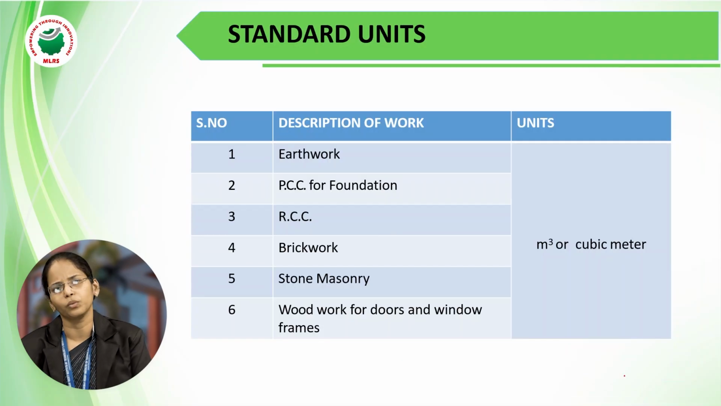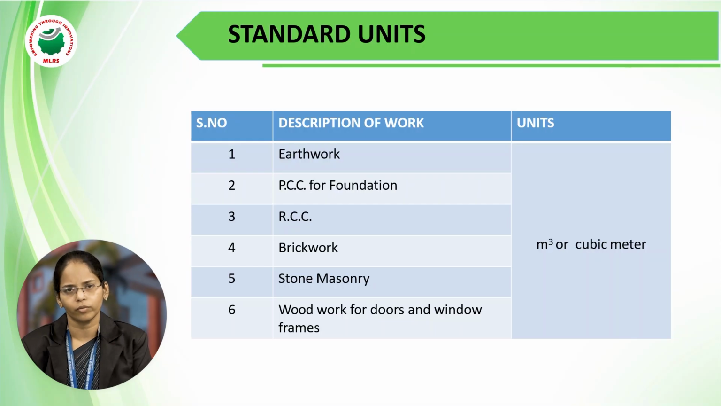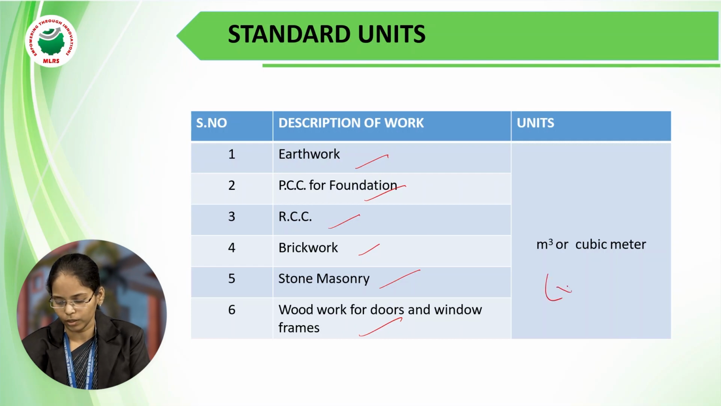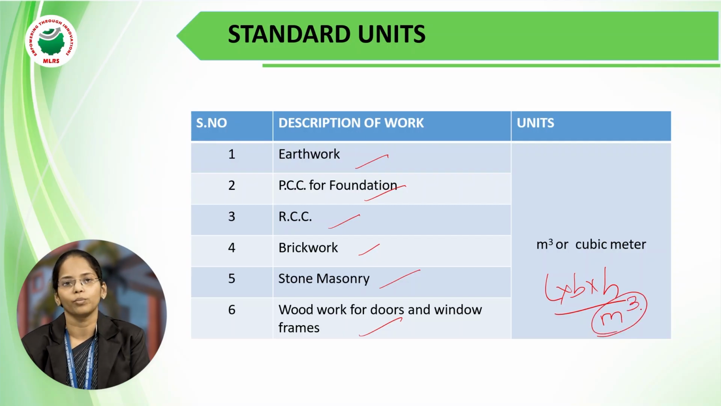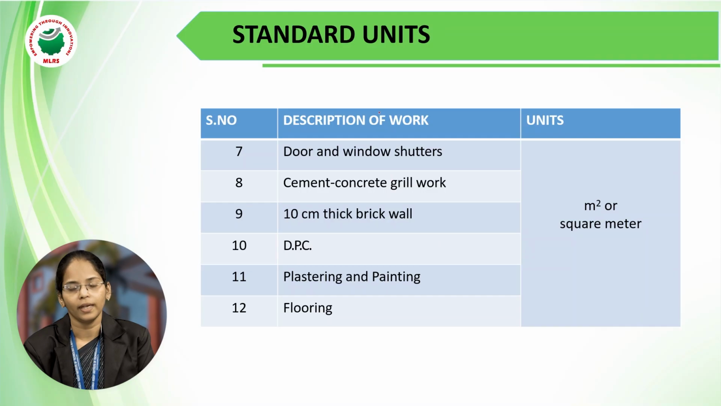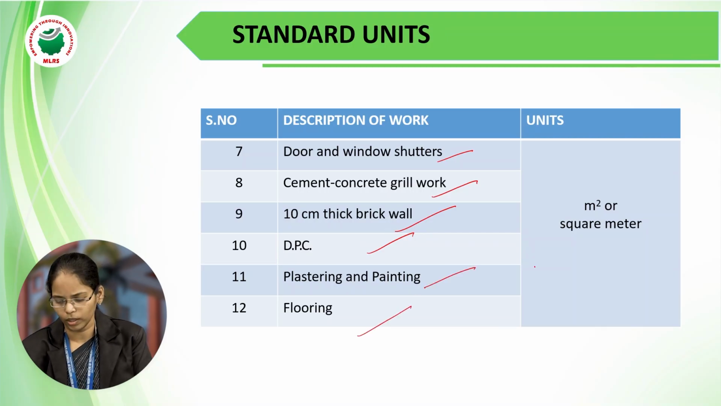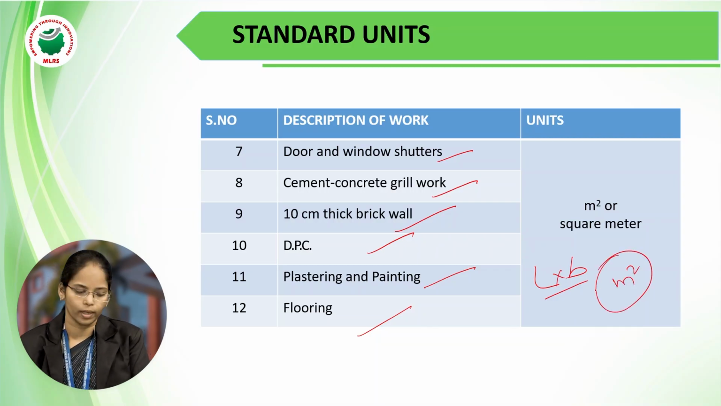Next, the standard units which we use for the construction items. There are a number of items and a number of stages of work, and for every stage of work, we require some units. So for earthwork, PCC for foundation, RCC, brickwork, stone masonry, woodwork for frames, doors and windows, all these are computed in L into B into H, which gives cubic meters. Next, another unit. For doors, windows, cement concrete drill work, brick wall, DPC, plastering, painting, flooring, for all these we require only length into breadth, which is given as square meters.